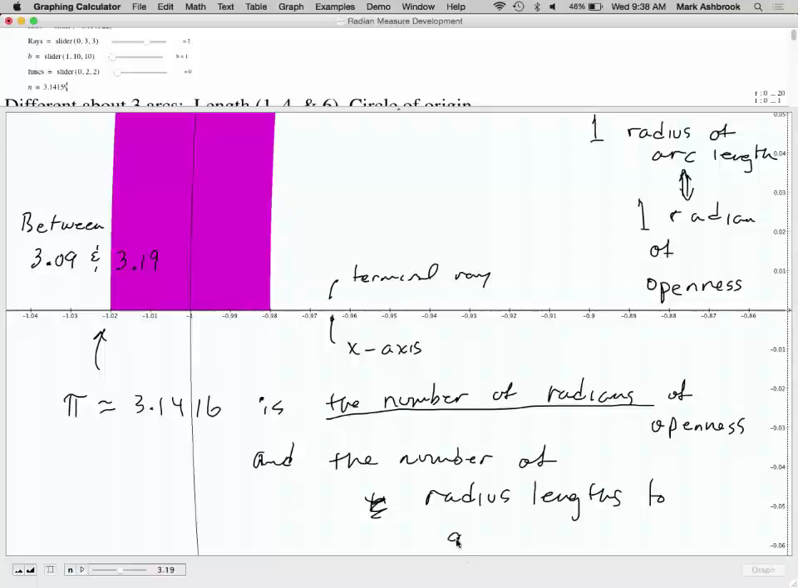To get halfway around the circle. Three doesn't make it quite all the way halfway around. So it's going to be three and some change, right? How much change? 0.14159 and so on. The number that makes pi, right? 3.14159, whatever.